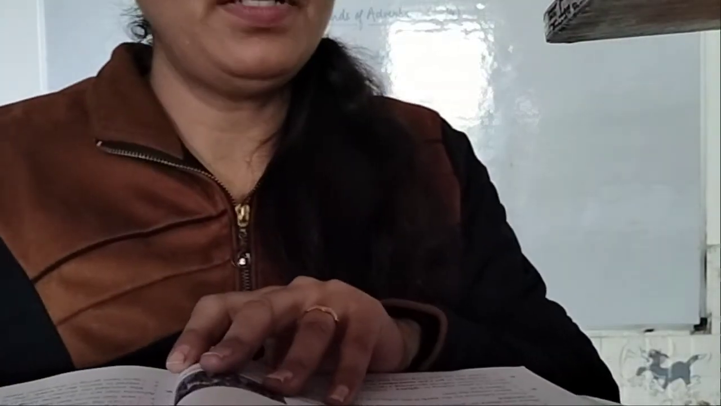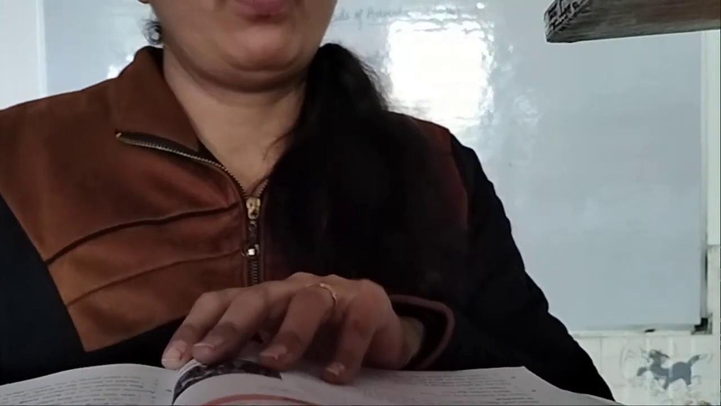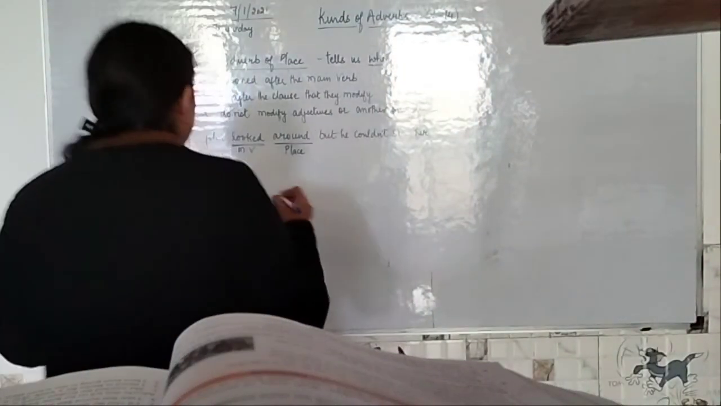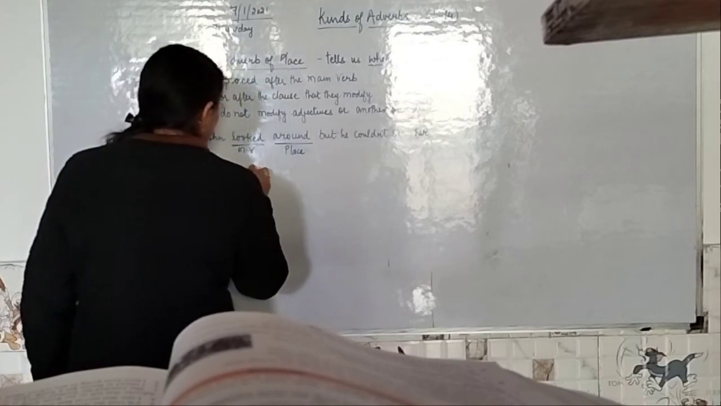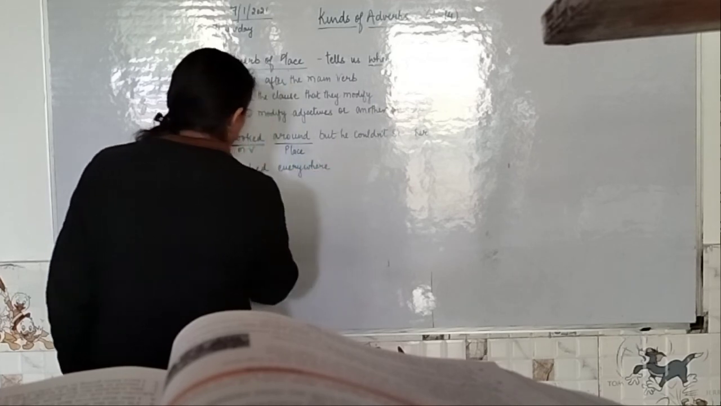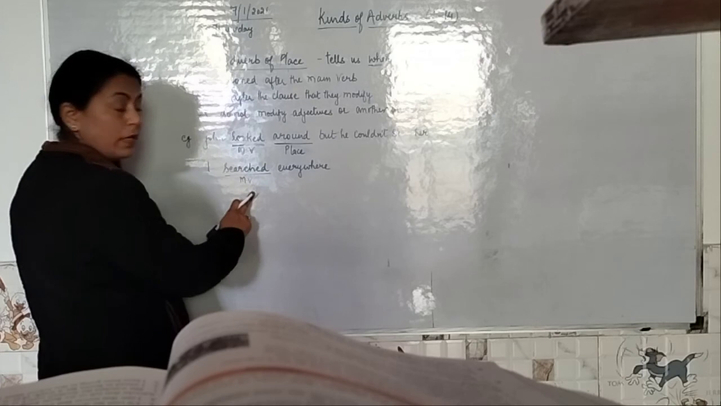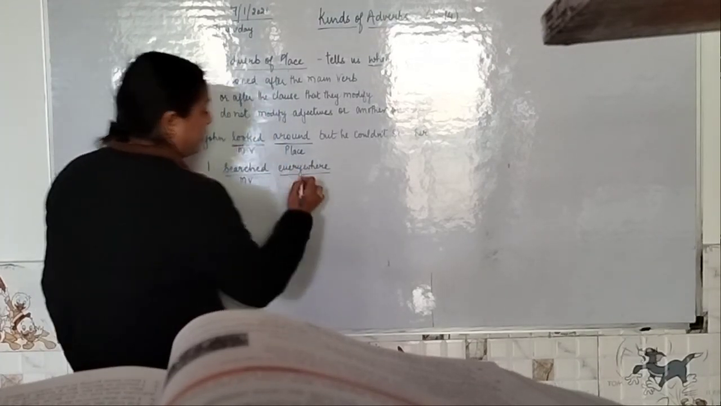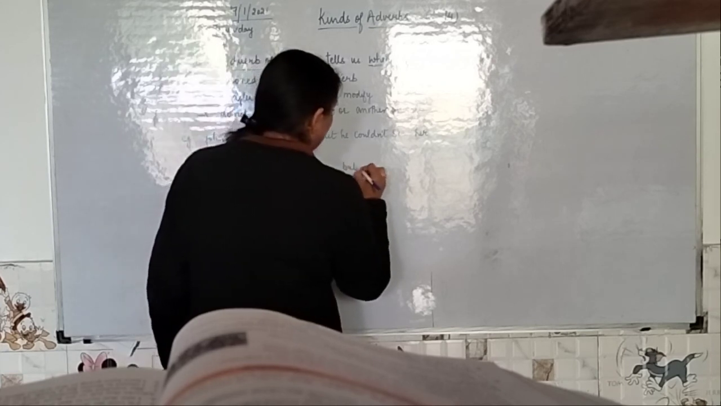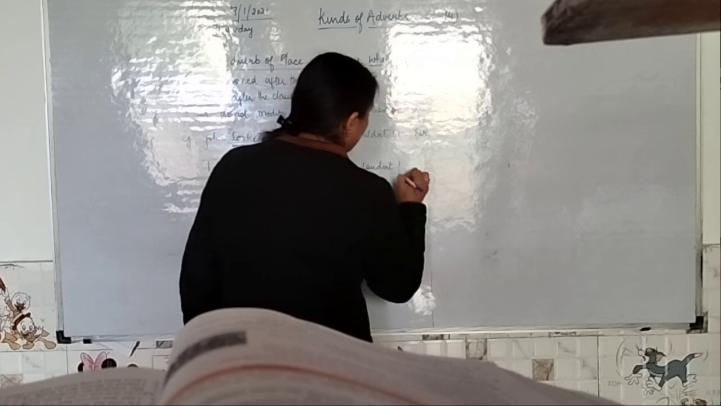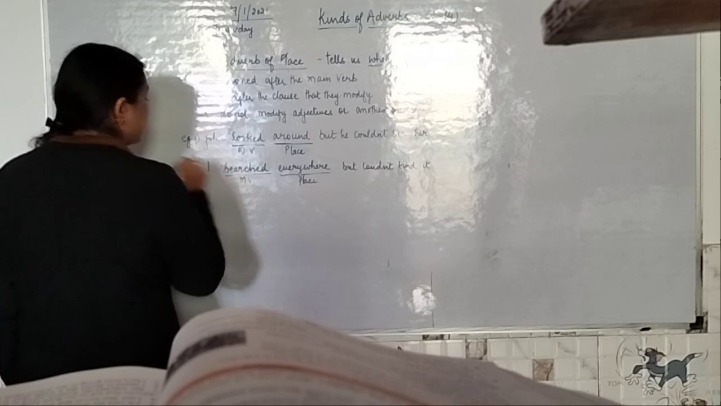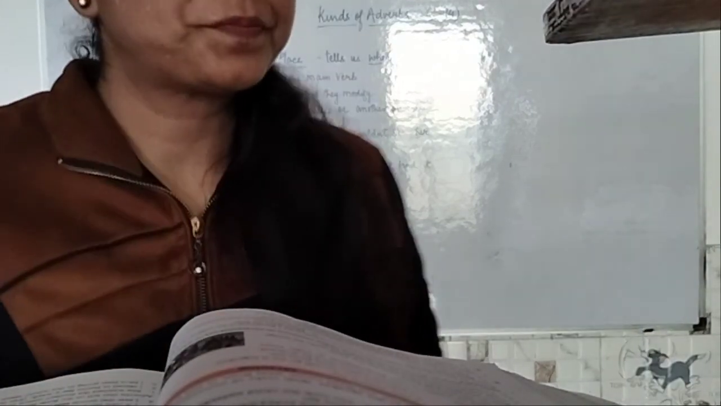Now take the second example. I searched everywhere I could think of. So where did he search? Everywhere. Searched is the main verb here. I searched everywhere, and it is placed after the main verb. So this is the adverb of place. I searched everywhere but couldn't find it. So this is the first example, this is the second example.